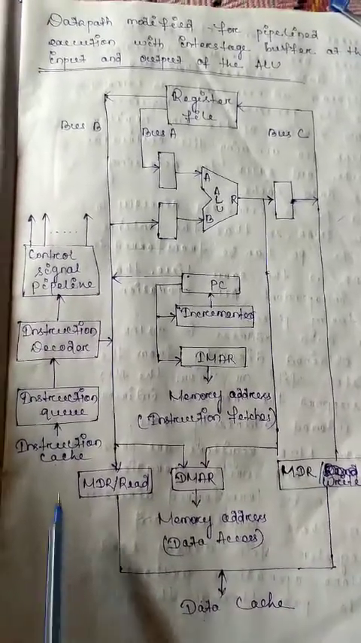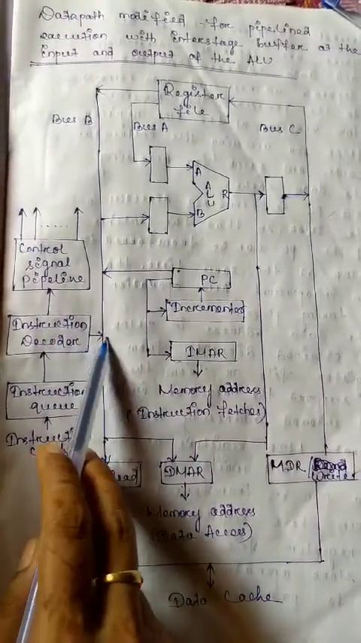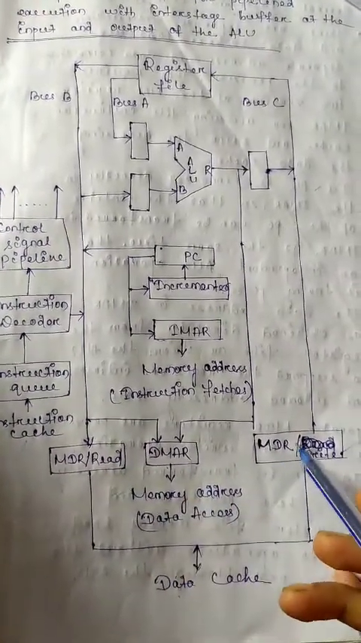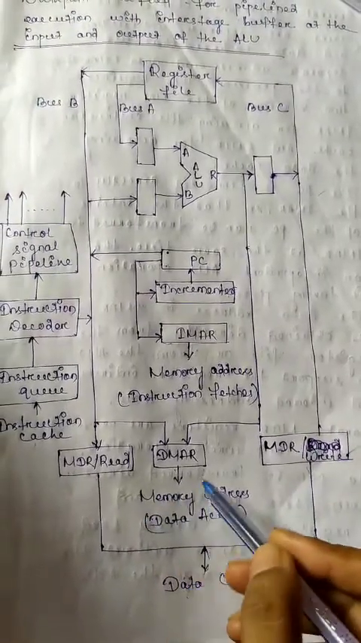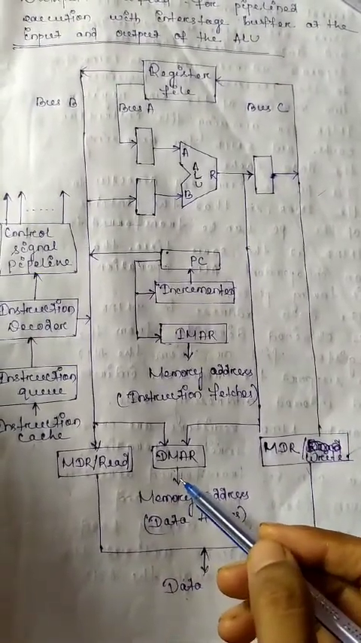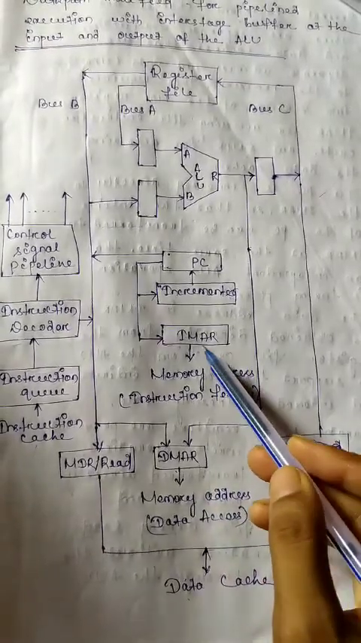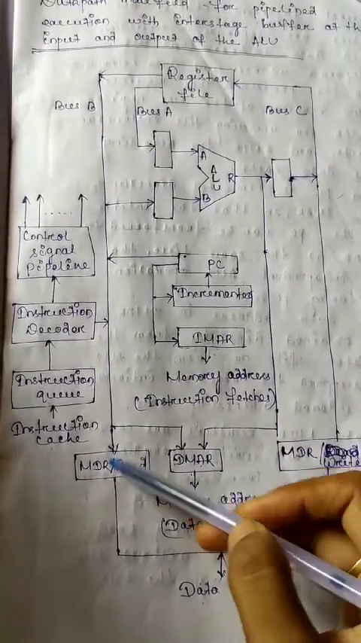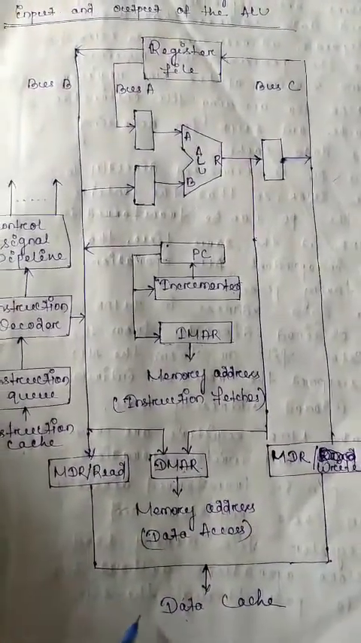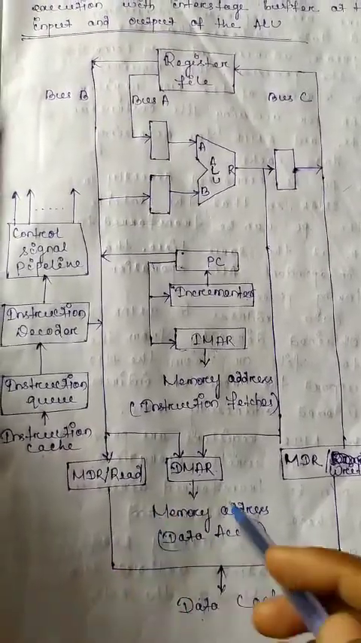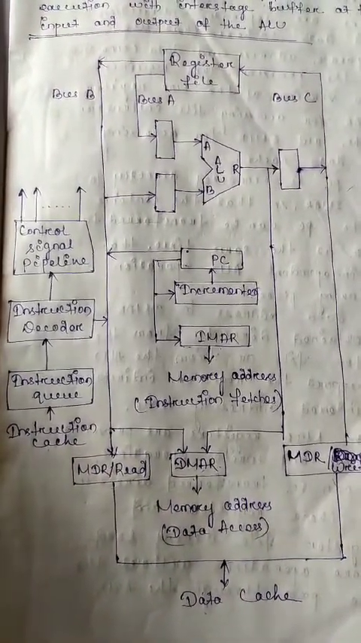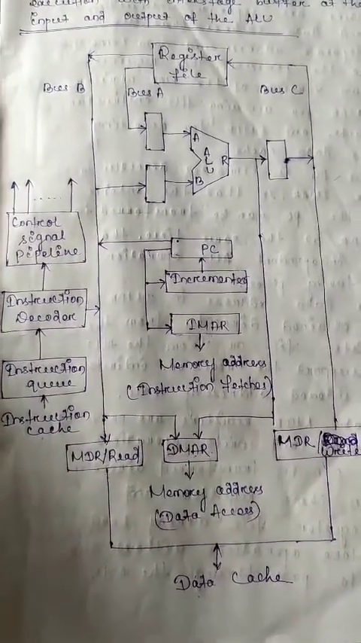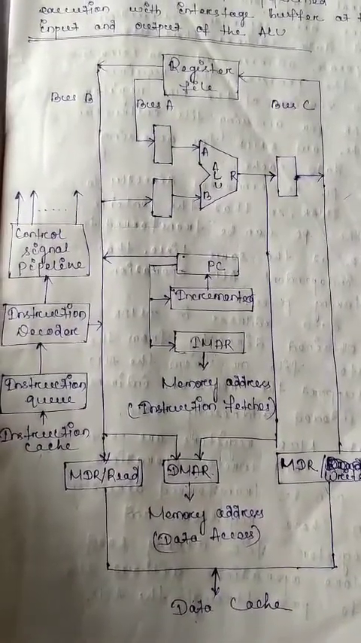The instruction cache is connected to the instruction decoder, and the data cache is connected through the MDR read and MDR write operations. So this requires two versions of MAR, the memory address register. One is IMAR and another is DMAR, one for instruction and another for data. As we differentiate the instruction cache and the data cache, we use two memory address registers, one for the instruction cache and one for the data cache. That is one of the modifications.